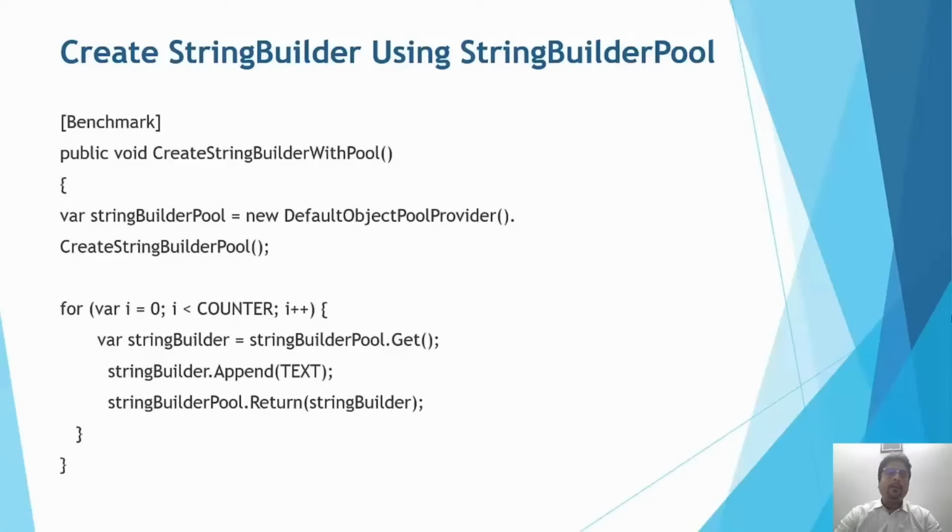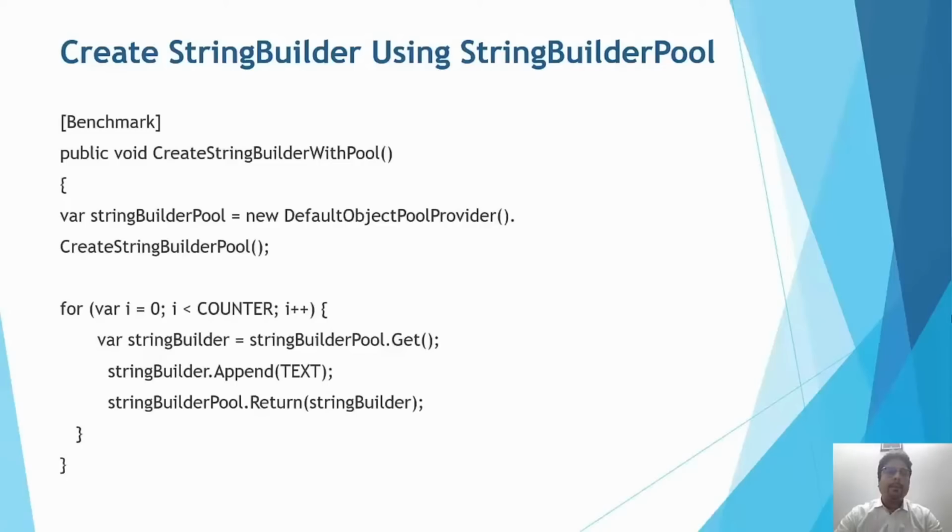So that means whenever you are requesting a string builder instance from the pool, if an instance is already available, it will be returned to you. If not, in that case, a new string builder instance will be created and that will be returned. That is how it works. So this is a pool of string builder instances.